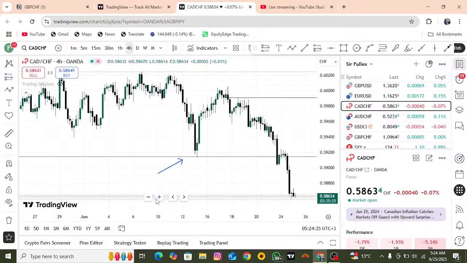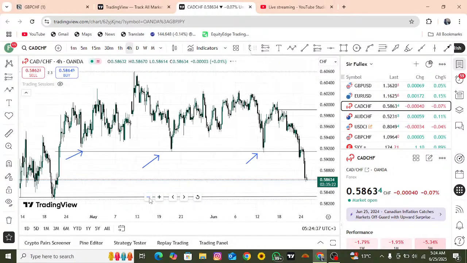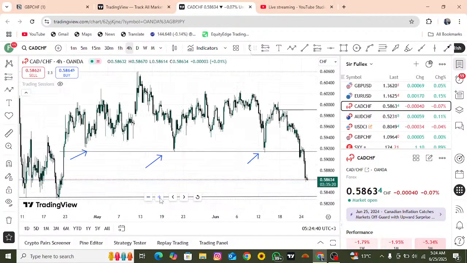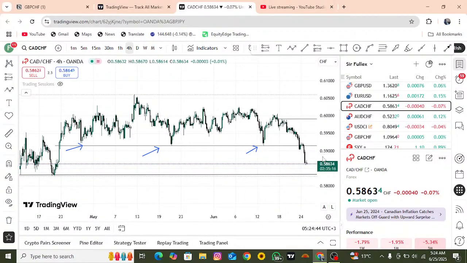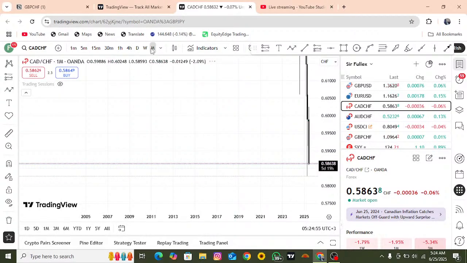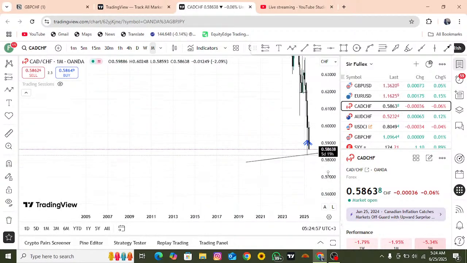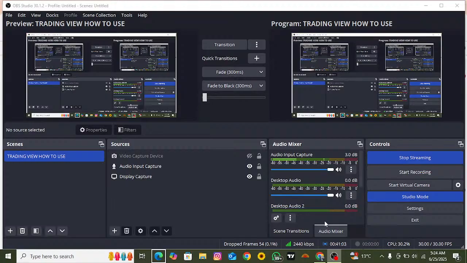So yeah, let us see. Let's see what we have here. The market has filled this gap right now, but is this all-time low? Let me see. All these markets are reacting from their all-time low.